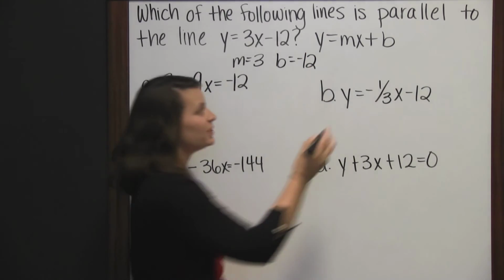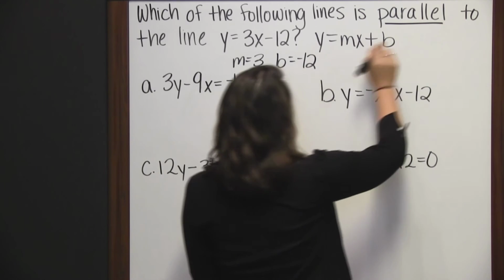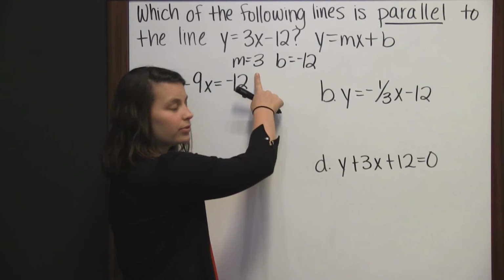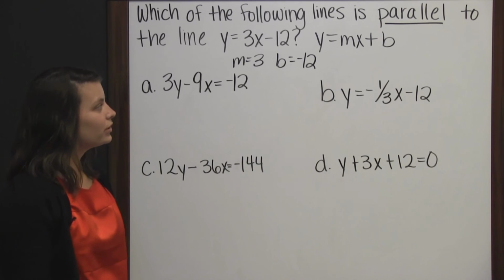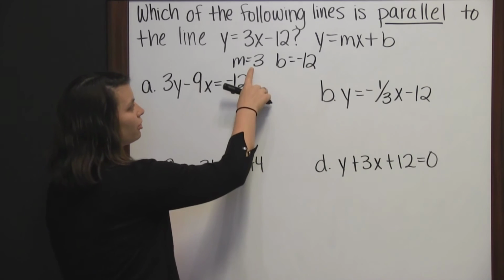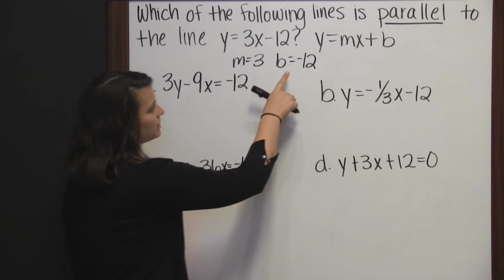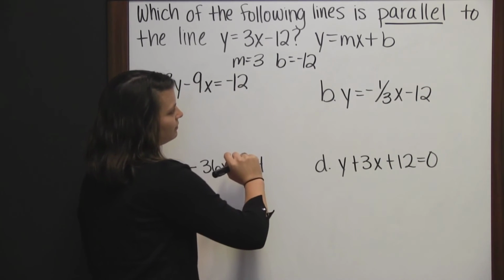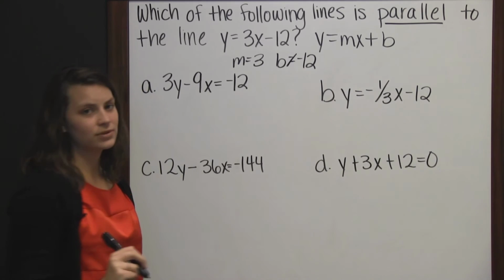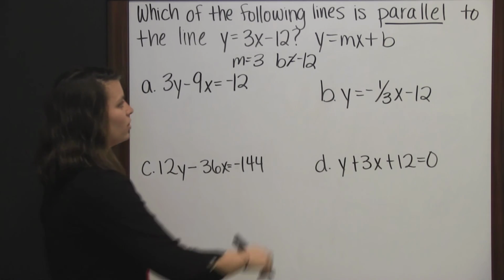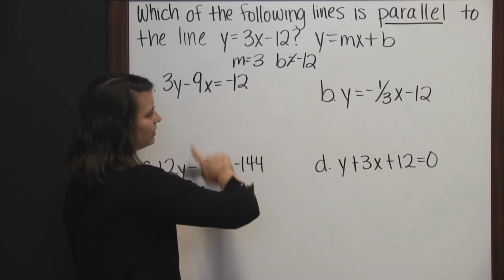Now, for lines to be parallel, they must have the same slope, but different y-intercepts. So we're looking for a line that has a slope of 3, but does not have a y-intercept of -12. So maybe we just put a slash through that equal sign. We do not want a y-intercept that equals -12.